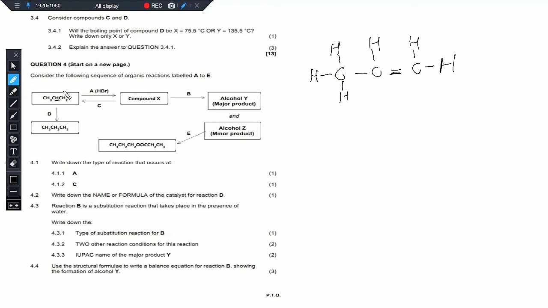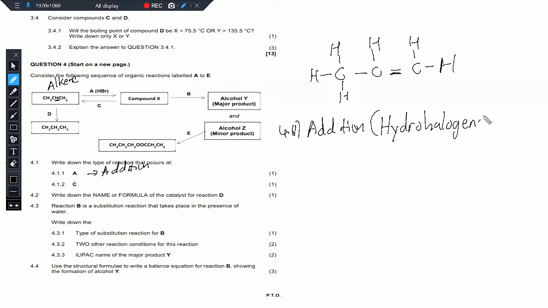So now, from this alkene, we are reacting it with HBr to form compound X. Obviously, if we are moving from an alkene, breaking the double bond, and then we are going to a saturated compound, we know that to be an addition reaction, right? So you don't have to be specific here in terms of what type of addition it is. But then if you are interested, it is hydrohalogenation, because we are actually adding a hydrogen and a halogen. So that would be for 4.1.1, it's addition. And then if you want to be specific, it's hydrohalogenation.